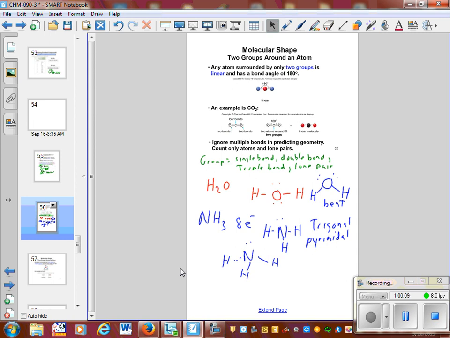So you can kind of envision how something that's bent would function differently than something that's flat. Something that's linear would function differently than something that's pyramidal.